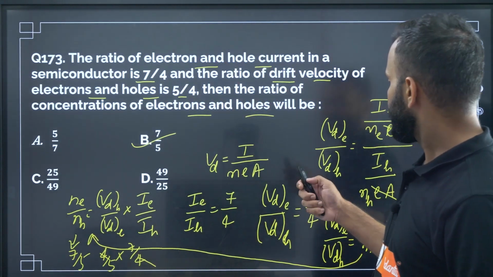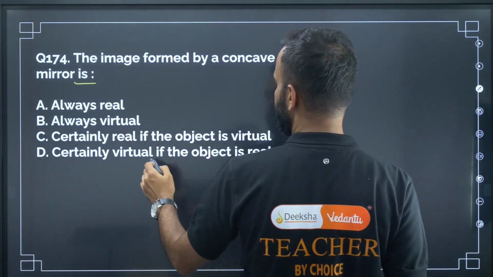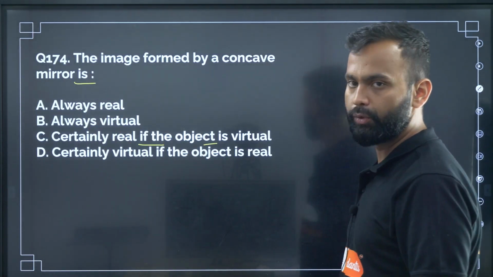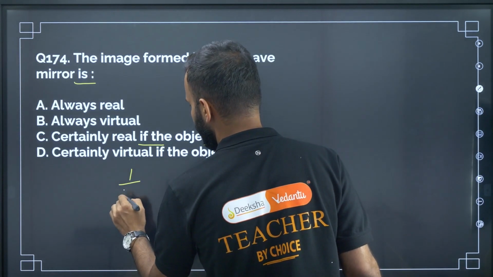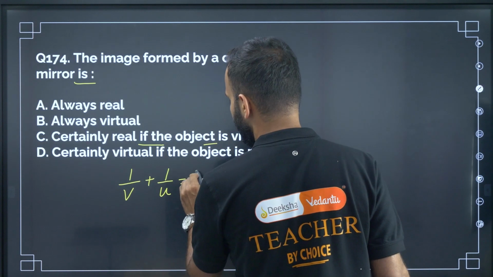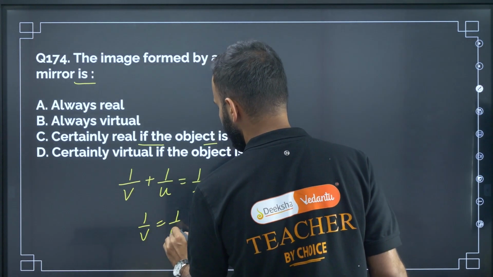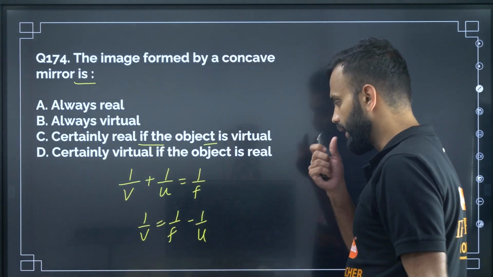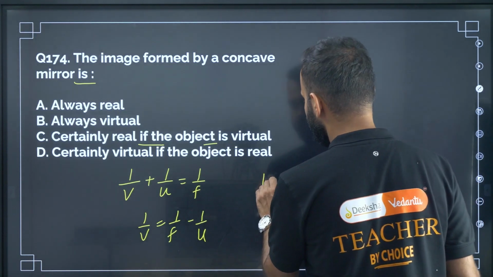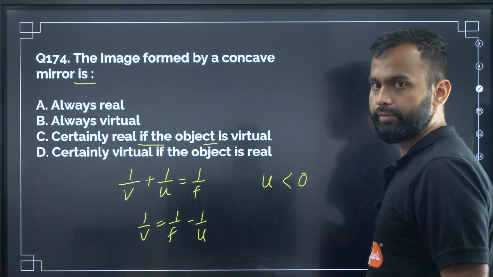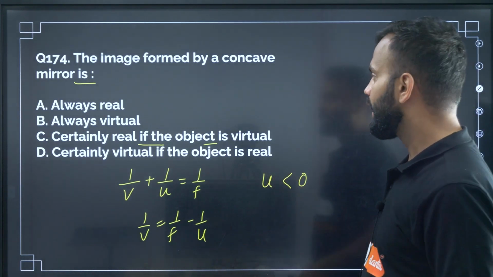Okay, next question, question number 174. The image formed by a concave mirror is certainly real if the object is virtual. So let's see how. What is the mirror formula? 1 by V plus 1 by U equal to 1 by F. So 1 by V is equal to 1 by F minus 1 by U. So for a real image, the object distance is negative. If the object distance is negative, we will get a real image, right?